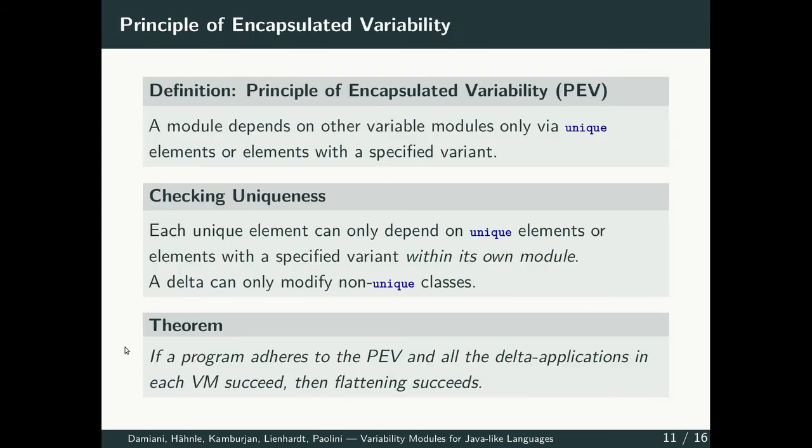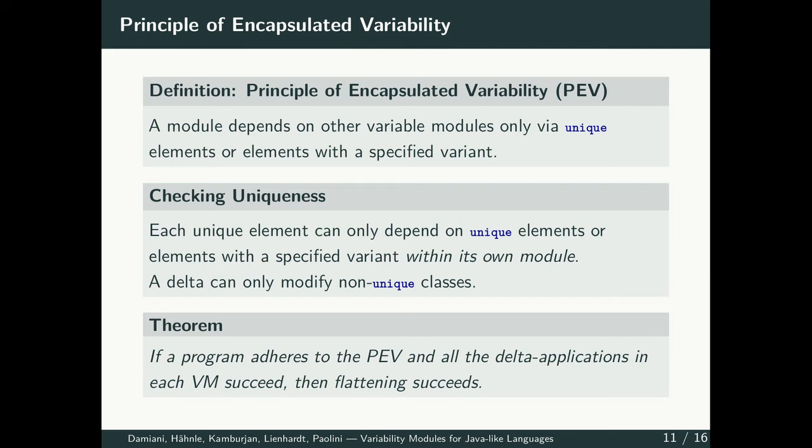So does this always work? Well, it works most of the time, but you need to restrict what exactly you're doing. And this is formulated as the principle of encapsulated variability, which I have given informally before, but what it says is if a module depends on an element from a variable module, then this element must be unique, or I must specify the variant.